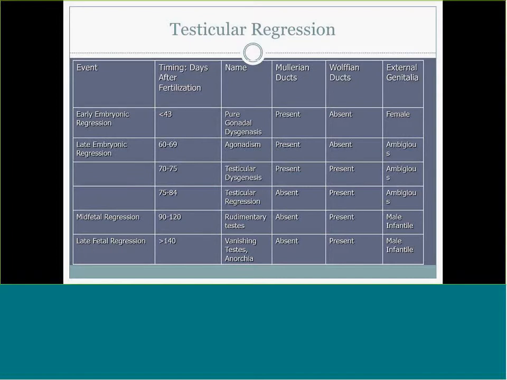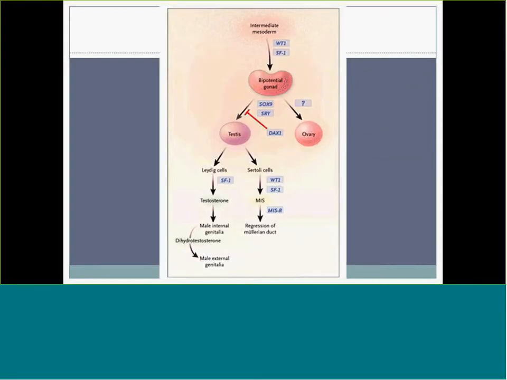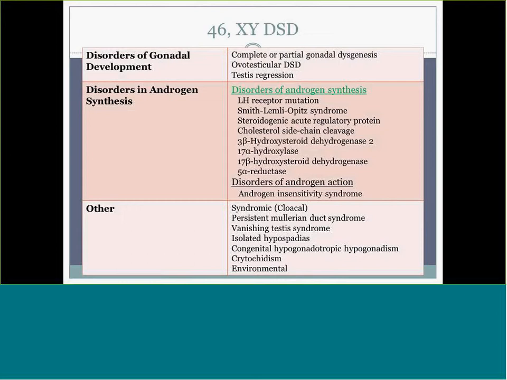Again, if it happens after fertilization, you get complete female, but if it happens later, you have ambiguous, and then you may have infantile if it happens even later. And related to these genetic issues, your WT1 and your Fraser syndrome. The second one is the disorders of androgen synthesis.